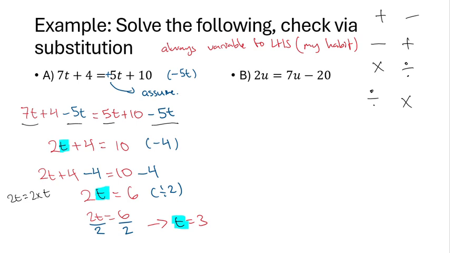All right, let's do the second example. 2u equals 7u minus 20. I'm just going to move the variable over to the left hand side because that's what I always do. So let's have a look at the sign in front of the 7u. No sign, so we must assume that it's a positive. And because we are trying to get rid of the 7u, I'm going to apply the opposite operation of it, or the inverse operation. That will be minus 7u. Okay, so let's just go ahead and do that.